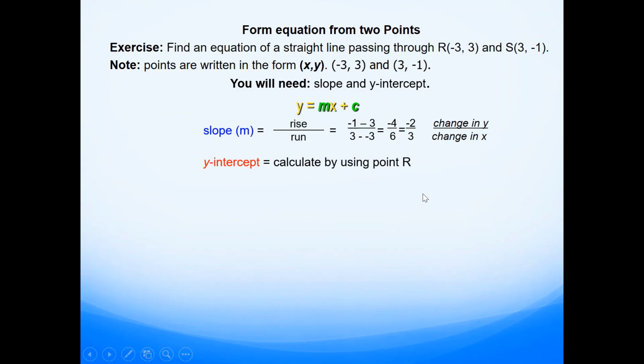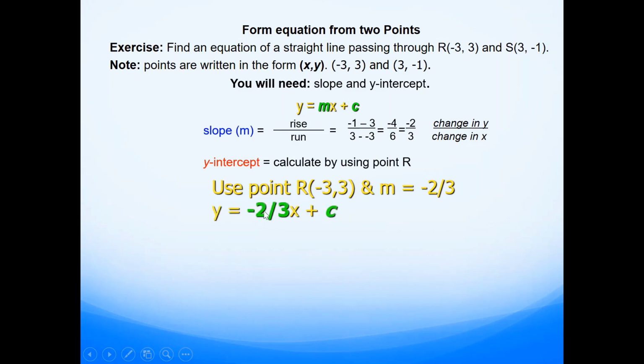We need the y-intercept value, so this will be using point R to find the value of c. Now if you have used point S in your calculation, the value of c will still be the same, so you need not worry about that. So using point R, which is -3, 3, so x value of -3, the corresponding y value is 3, and the gradient that we calculated earlier, -2/3. So putting that information together, y is equal to -2/3 x plus c.